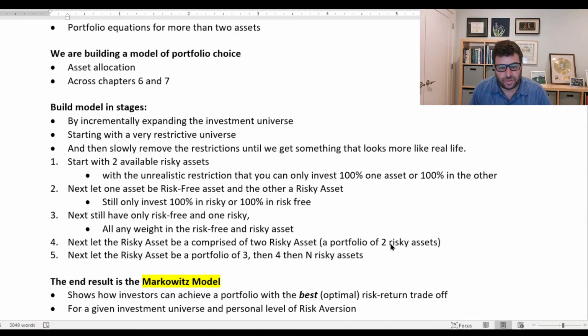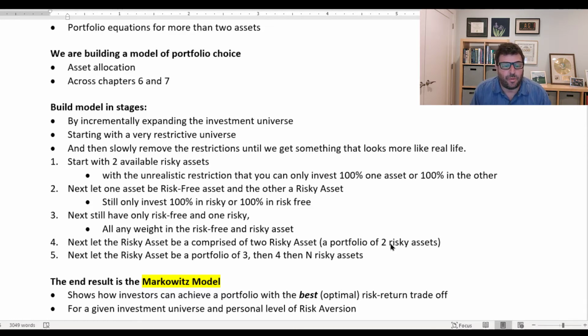Is it going to be 2 stocks? Is it going to be 10 stocks? Is it going to be 1,000 stocks? Is it going to be stocks and bonds? Given some investment universe, and given some criteria about the investor, we want to figure out the optimal investment strategy. The end result is going to be something called the Markowitz model, which is a standard model of how an investor can achieve a portfolio with the best, and we're going to say optimal, risk-return trade-off for a given investment universe and personal level of risk aversion.